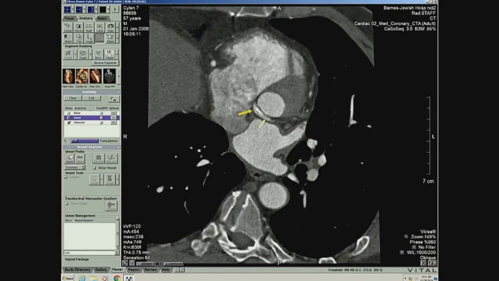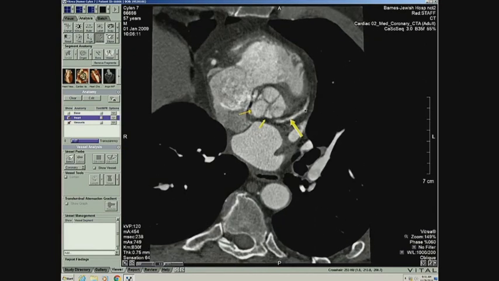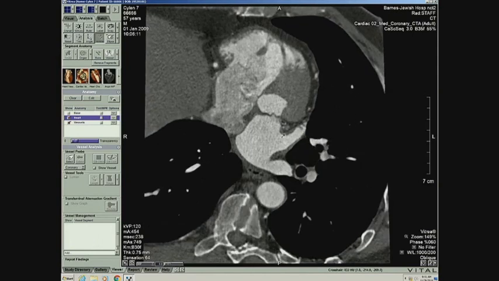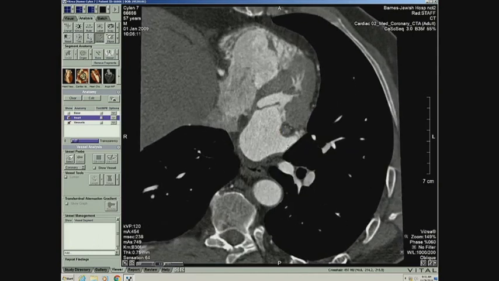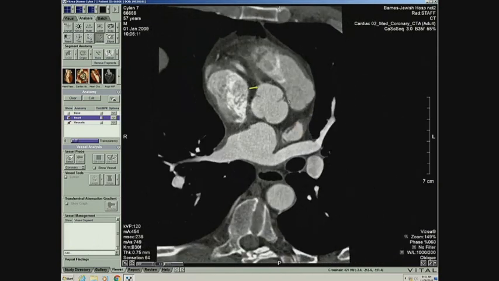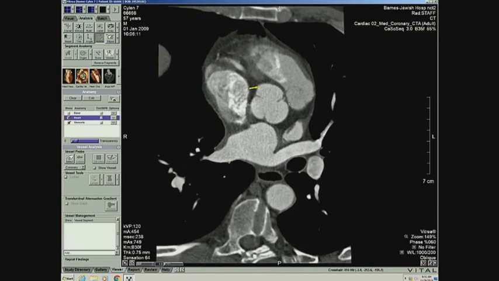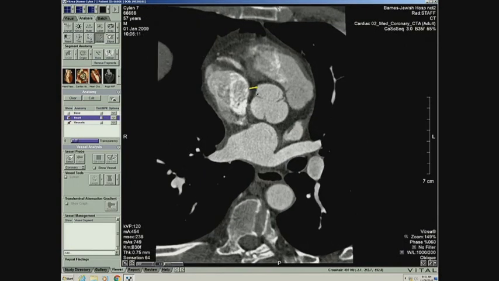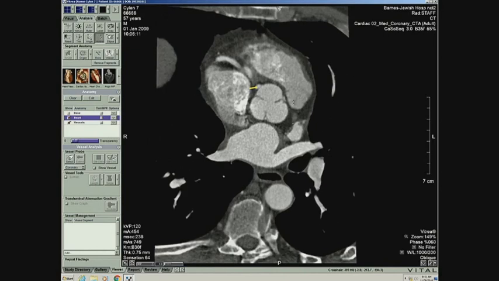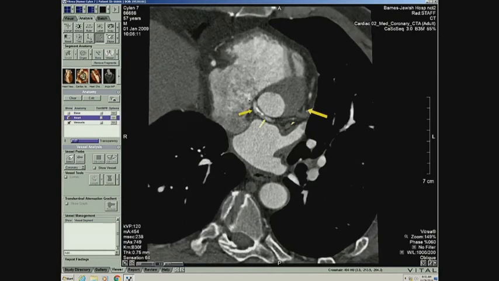Since we didn't see anything coming off the left side, and I don't see any other anomalies here, we follow it, and we can see now it branches into the LAD, and then it gives off this branch here, the circumflex. This is a left main with an anomalous origin, obviously, too. It's arising from the right side, and it has a retroaortic course here.